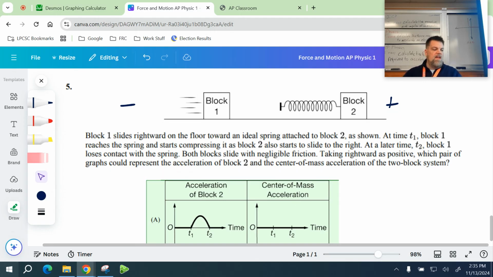So this is the one. The other ones aren't right. This is the only one. Okay? Does that make sense to you guys?